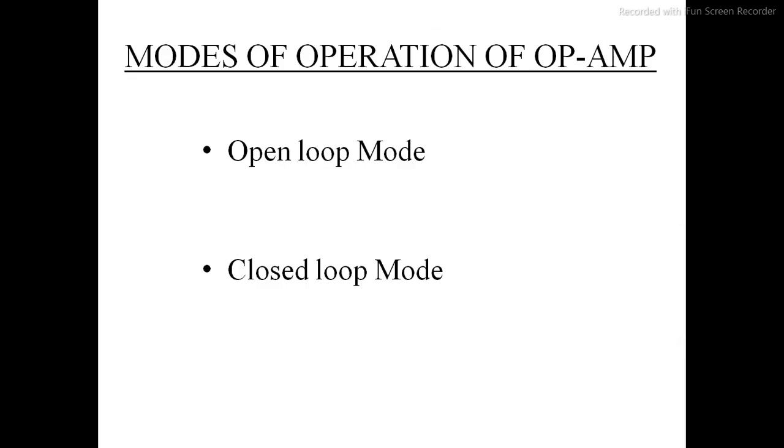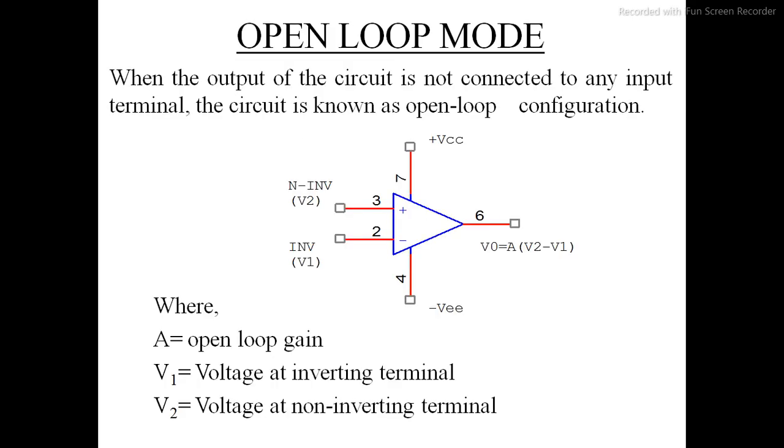Now we come to the mode of operation. The op amp is operated in two modes, that is open loop and closed loop mode. In open loop mode, what is an open loop? When there is no connection between the output and any of the input terminals, that is known as the open loop mode. In open loop mode, the output voltage is given by A into V2 minus V1 or A into V1 minus V2, where A is the open loop gain and V1 and V2 are the voltages at the inverting and non-inverting terminals.